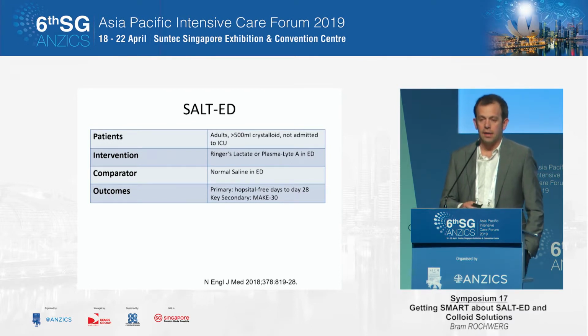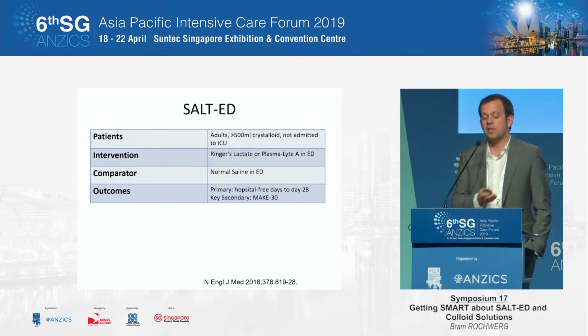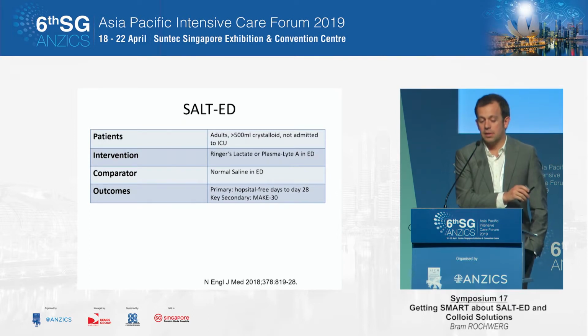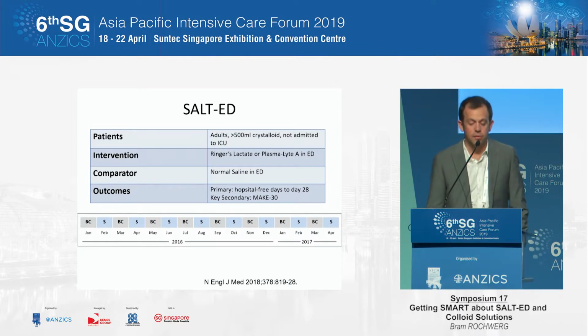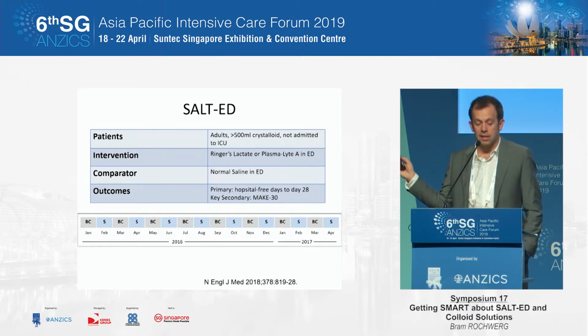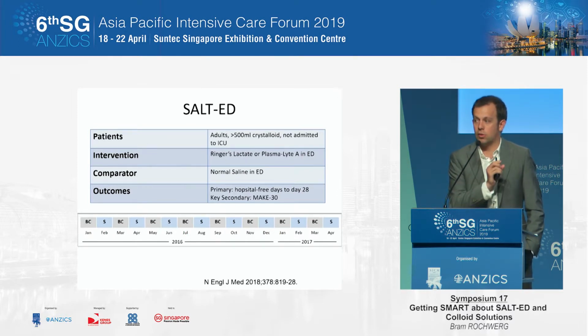And again, here it was randomized by months, so they crossed over month by month within the same emergency department to receiving either Ringer's or Plasma-Lyte versus saline. The primary outcome here was hospital-free days. They did also report MAKE 30. This is what their randomization schema looked like. As I mentioned, single center, but they were randomized to which fluid they started with and then crossed over for a year and a half from there.